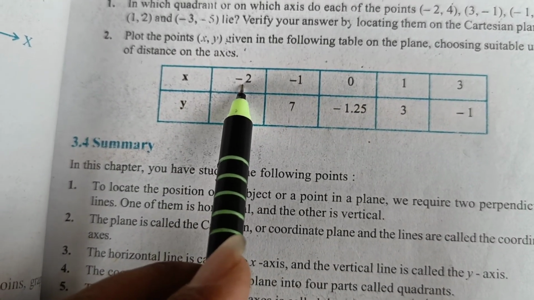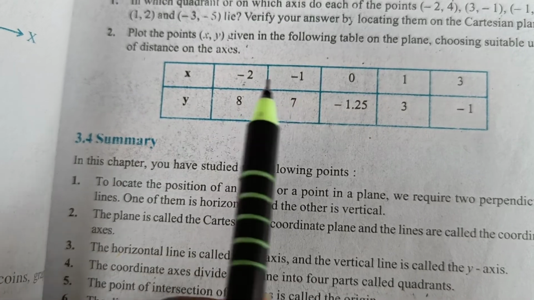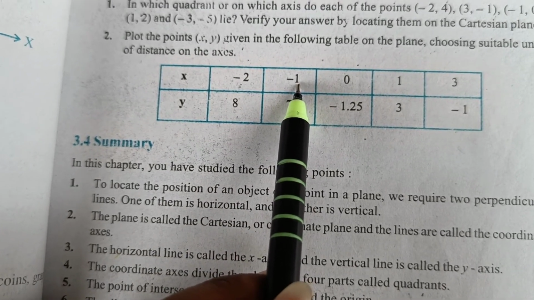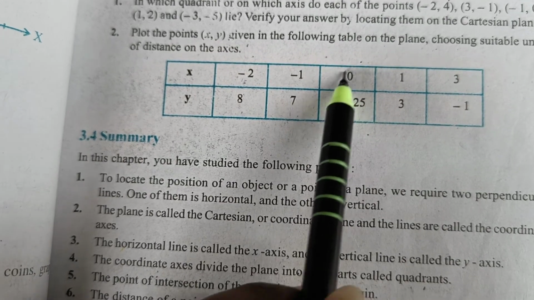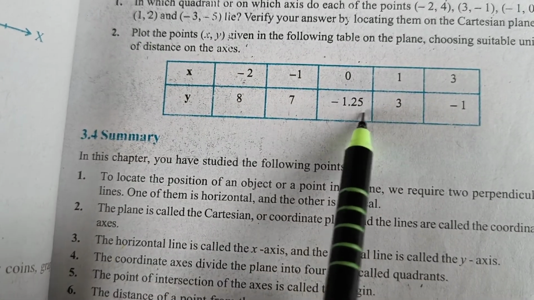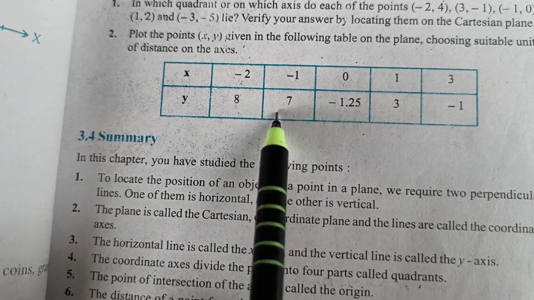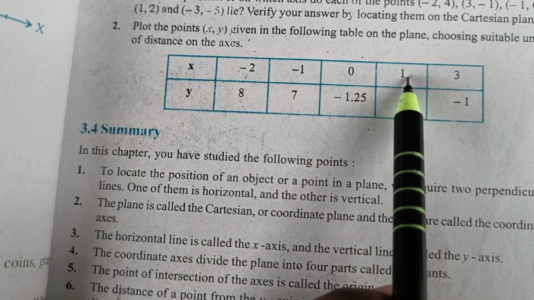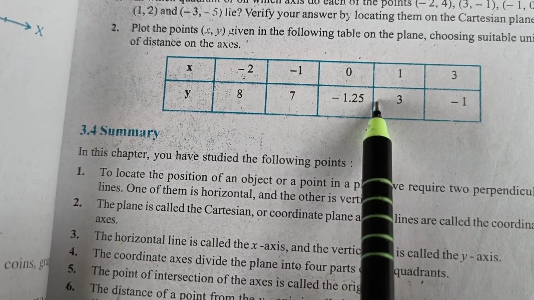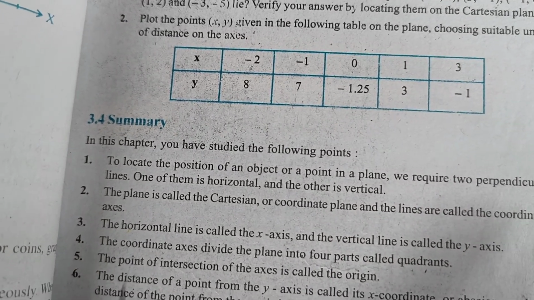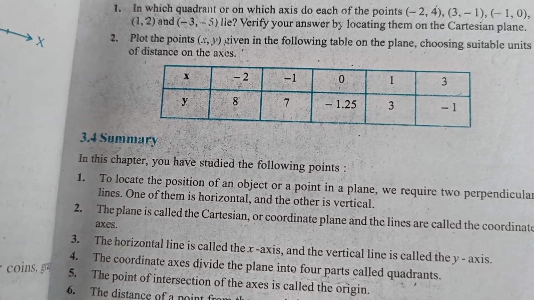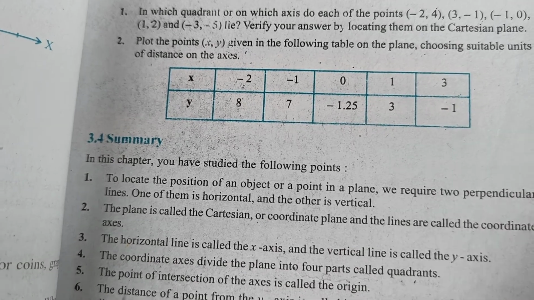So plot minus 2 on x, then 8 on the y axis. Then plot minus 1 on the x axis, 7 on the y axis. Then plot 0 on the x axis. See, this is 0, you don't have to plot this point. Just plot this minus 1.25 on the y axis. Then you have 1. So plot 1 on the x axis, 3 on the y axis, 3 on the x axis, minus 1 on the y axis. This is simple, so I am giving it as your homework. I hope you can do this easily.